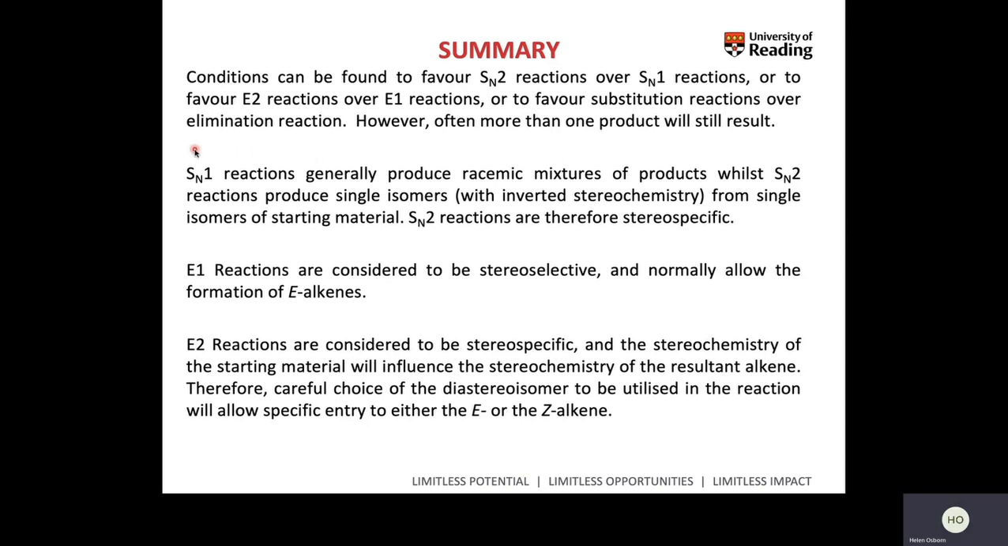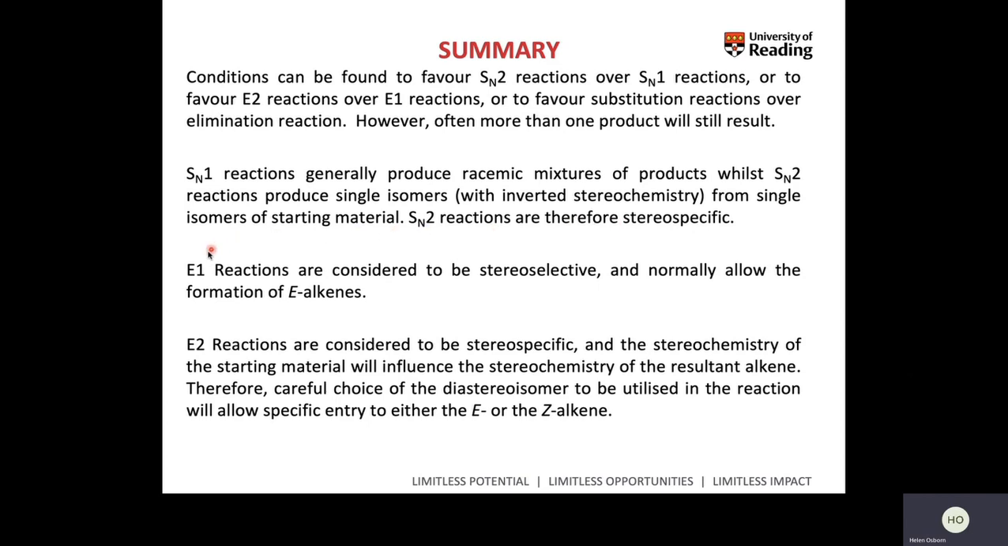What we've also looked at, obviously, are the stereochemical consequences. So we've seen that SN1 reactions generally produce racemic mixtures. Remember, the definition for that means that we get equal amounts of each enantiomer. In contrast, SN2 reactions are going to give us single isomers if we've got a single isomer of starting material. That isomer will have inverted stereochemistry due to the mechanism. So because we get a single isomer of product from a single isomer of starting material, we call the SN2 reaction stereospecific. So make sure you're happy with that definition for stereospecific.